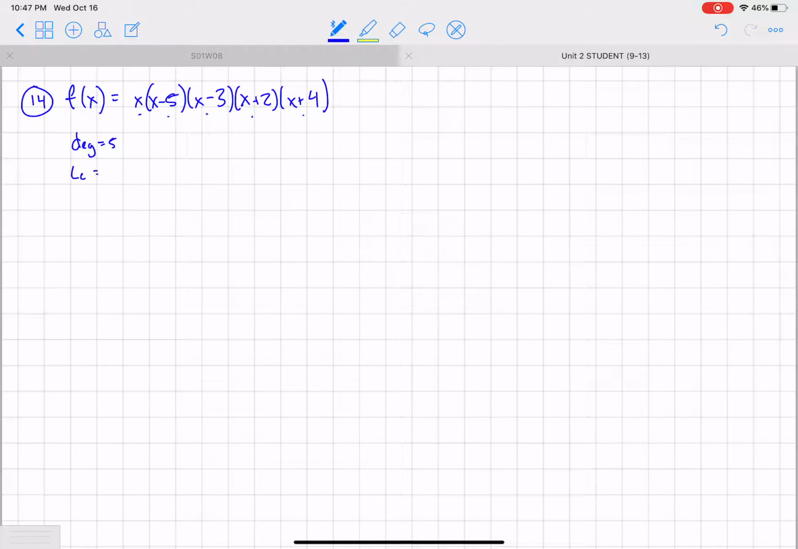For our leading coefficient, we're going to take all the coefficients, we just don't see any, and multiply them together. So our leading coefficient is 1.